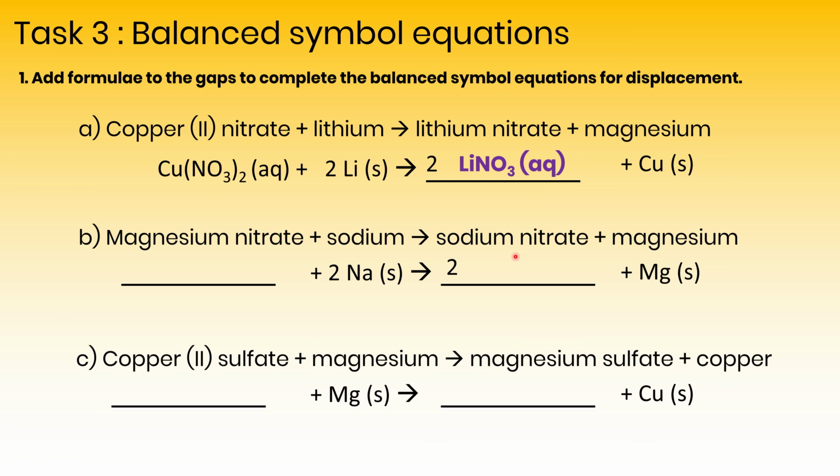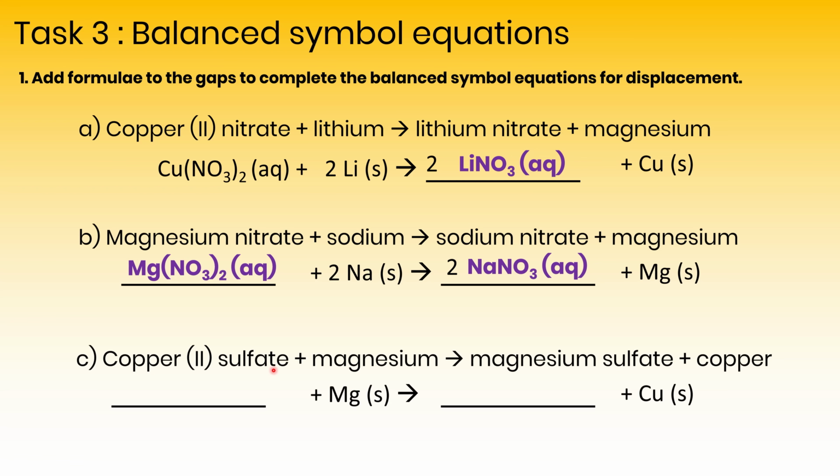For this next one we had to fill in 2 gaps. Magnesium nitrate. Magnesium is 2+ charged, whereas nitrate is only 1- charged. So we need 2 nitrates for every 1 magnesium. So we should have got Mg(NO3)2. Sodium nitrate. Well, sodium is 1 plus charged and nitrate is 1 minus charged, so they can go together in a 1-to-1 ratio. So we should have got NaNO3 for sodium nitrate here.